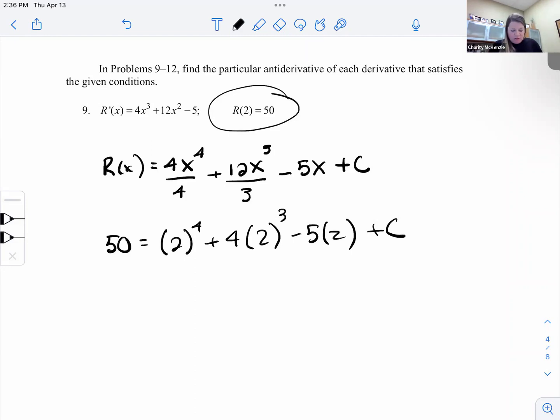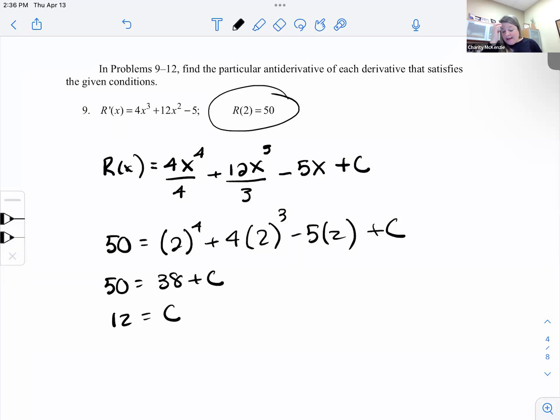So let's see, 2 to the 4th plus 4 times 2. I'm going to do parentheses there, and minus 5 times 2. I got 38. So right now I'm at 50 equals 38 plus C. Minus the 38 over, I get 12.